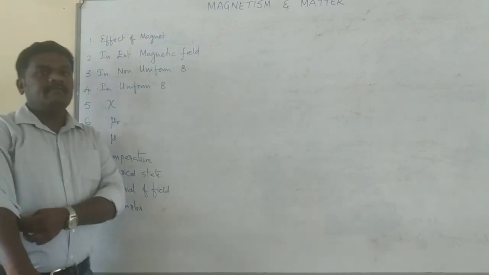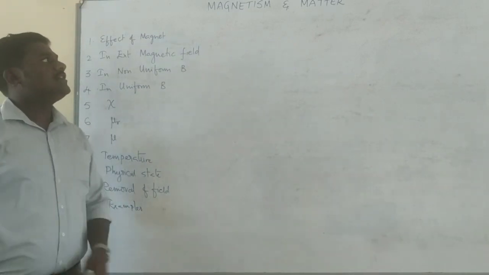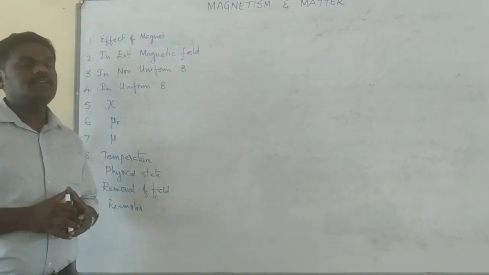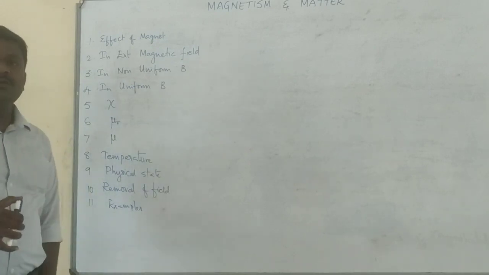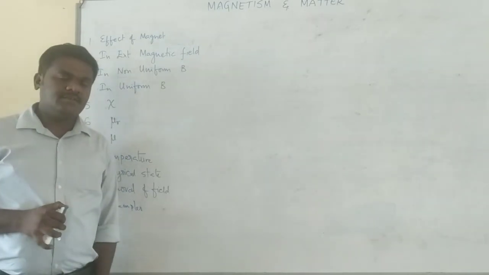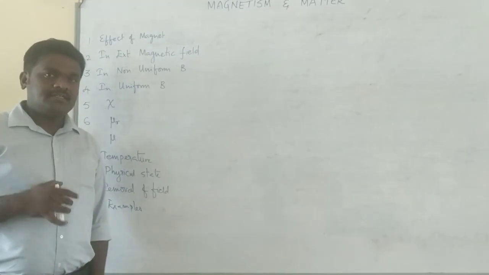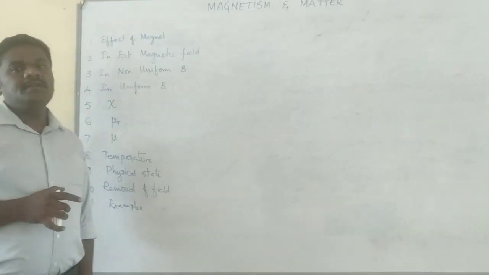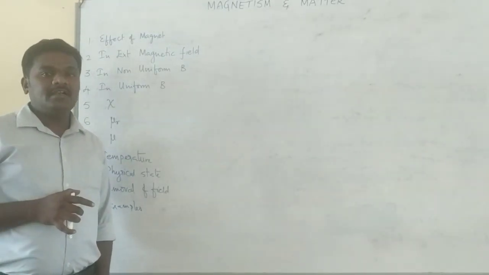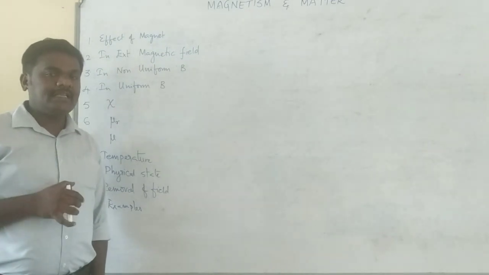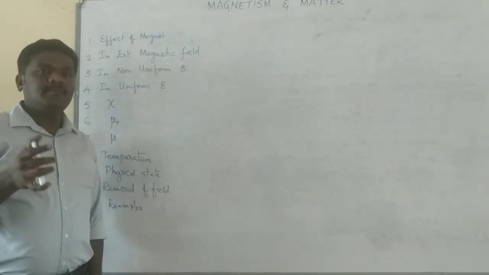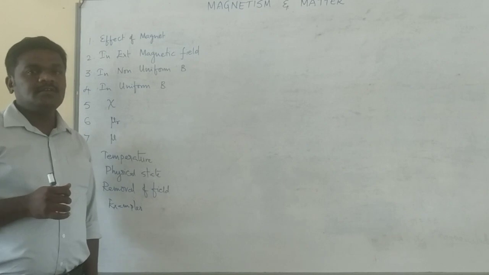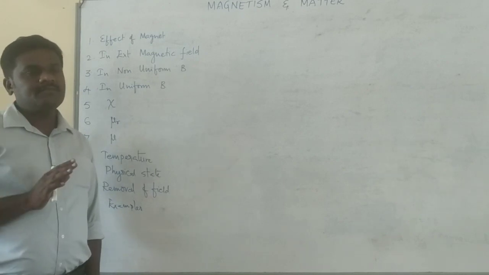Hello students, welcome to my YouTube channel. This is session 4 of lesson magnetism and matter. In the previous sessions I discussed the basic concepts. In the last session I discussed what components are helpful in calculation of the earth's magnetic field, known as magnetic elements, and certain important topics. Hope you are all clear with the concepts.